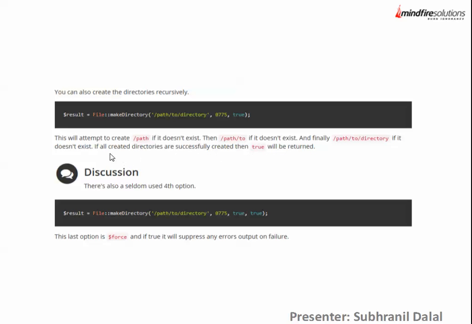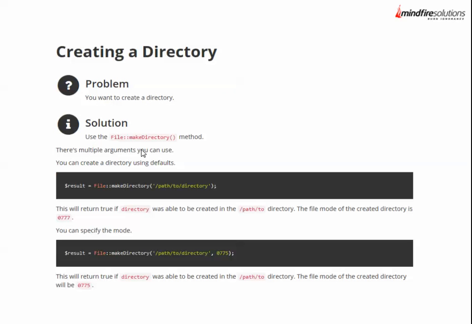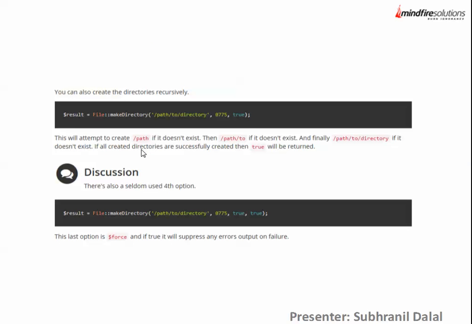Okay. So that second parameter true is passing. If all created directories are successfully created, then true will be returned. This will not, it is not like that. What is the second parameter? True. I think to make it recursive we are passing it. Oh, okay. Sorry, I forgot that.